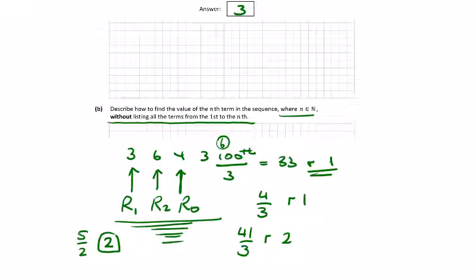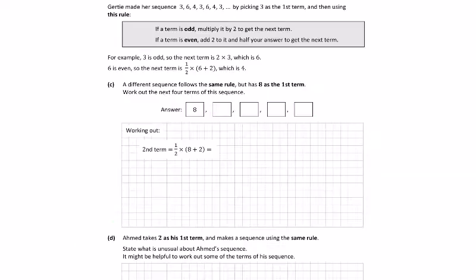So you could maybe come up with your own question to describe any 3 terms in the sequence. Remainder 1, 2 and 0. Be careful that you can't get a remainder of 3 if you divide a number by 3. So a lot of words in this part.